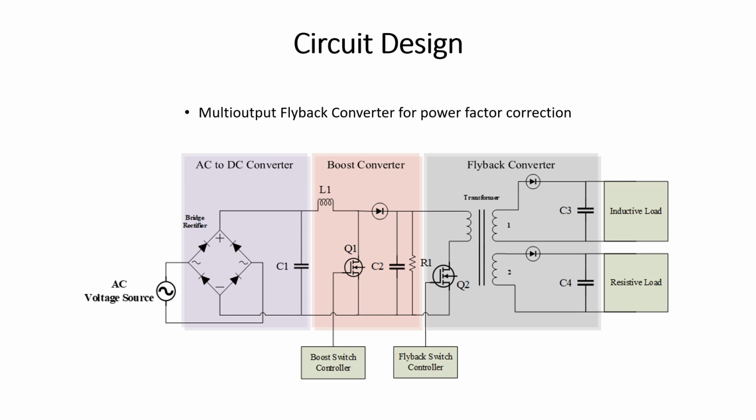Now I'm going to explain the overall simulation, the circuit diagrams, and the results and conclusion. Starting with the circuit design, here we can see a multi-output flyback converter for power factor correction. We start with an AC voltage source that is rectified to a DC voltage. Then a boost converter is implemented on this circuit to perform the power factor correction. Here, the Q1 switch is used for the boost operation, controlled by a boost switch controller. Along with that, to obtain multiple outputs for our DC appliances, we have used a flyback converter, whose operation is controlled by a switch, Q2 in this circuit, and controlled by a flyback switch controller.